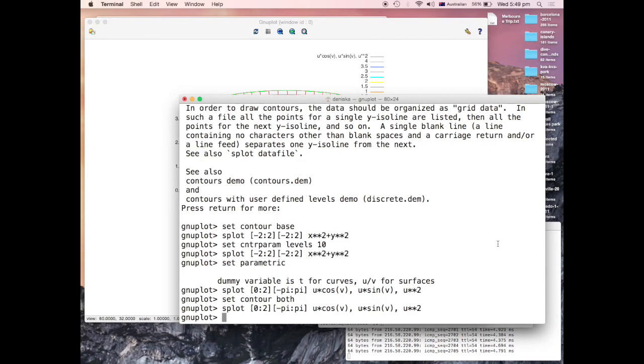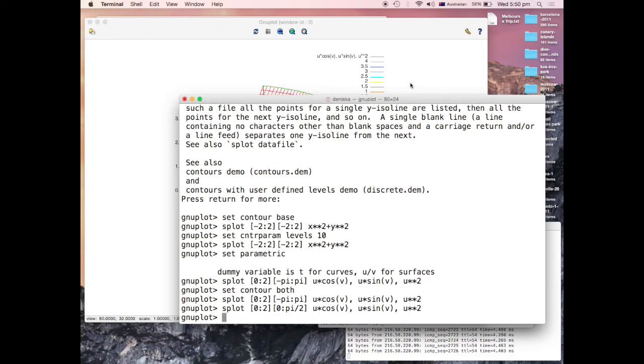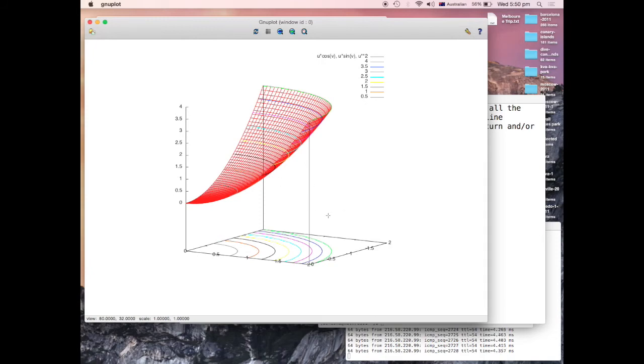What else can you do with this? You can just play with the range here. For instance, let's go not negative pi to pi, but 0 to pi over 2. What will come up on the picture when I press enter? Quarter of this circular paraboloid. Here it is.